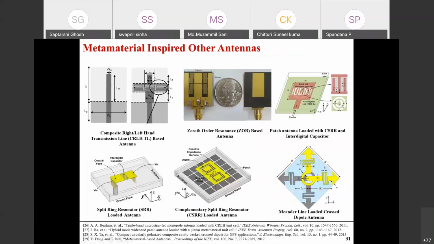So there are other inspired concepts also, like we can go for the zeroth order resonance to improve its compactness. We can use the interdigital capacitor and complementary resonating concept. We can go for the complementary split resonator concept also. They are using the defected ground. In many cases, either the structure becomes compact, or its gain has been improved, or its bandwidth has been improved, or sometimes this concept has been used to improve its reconfigurable options also. So in this way, the metamaterial concept has been used in antennas for improving its performance in different ways.